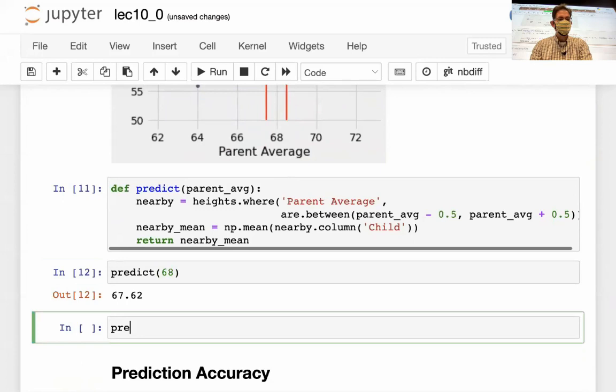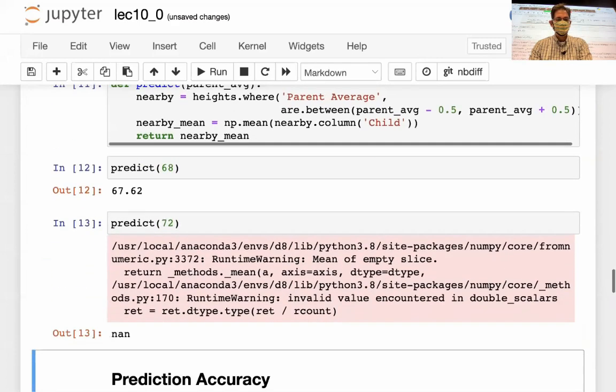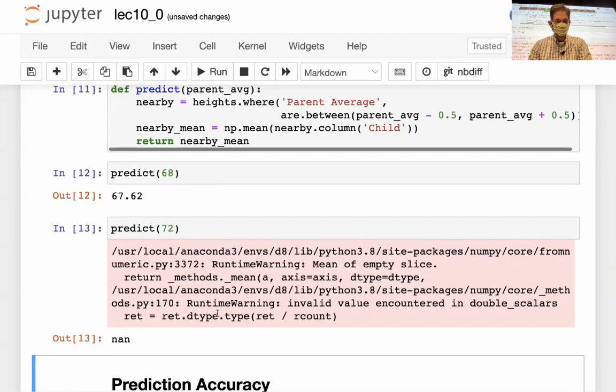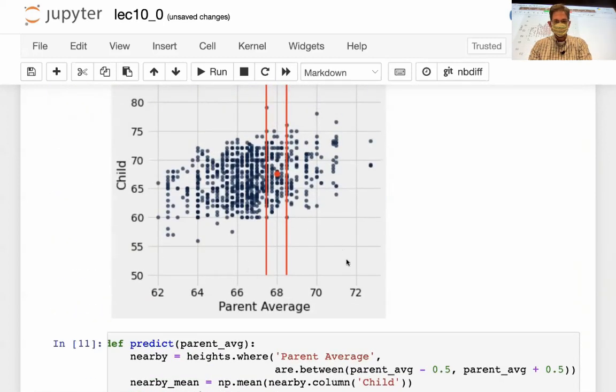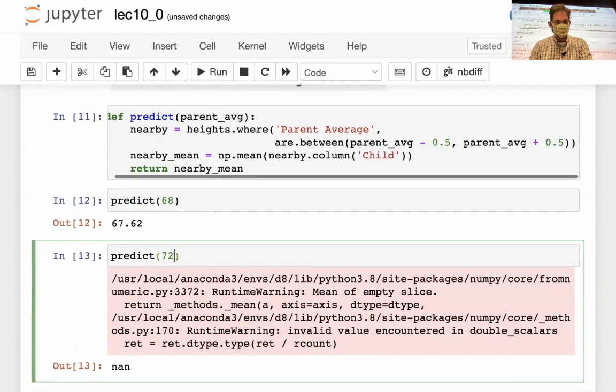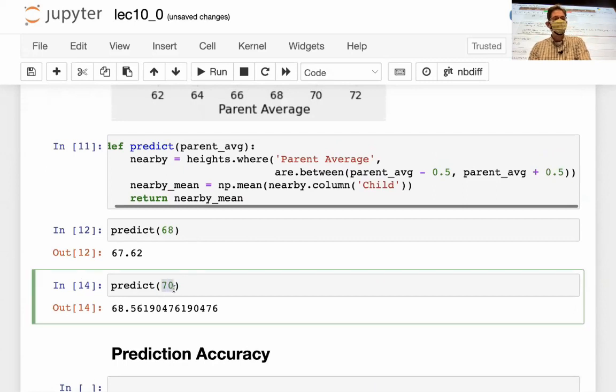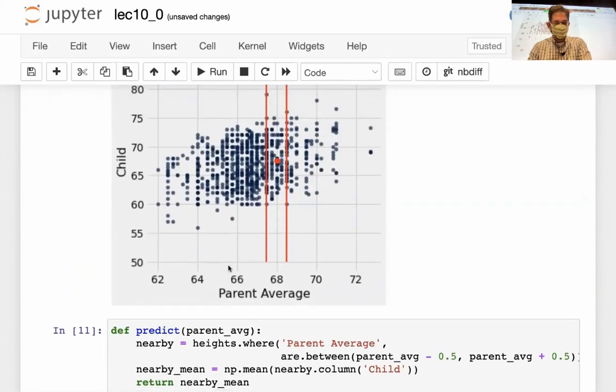And what if the parents were taller? Maybe there aren't parents that tall. Oh, that's the problem. Look at 72. There are no such parents. Okay, how about 70? Oh, so if the parents are 70 inches tall on average, their kid is less than 70. That's interesting. All right, let's pick another range where this actually exists.